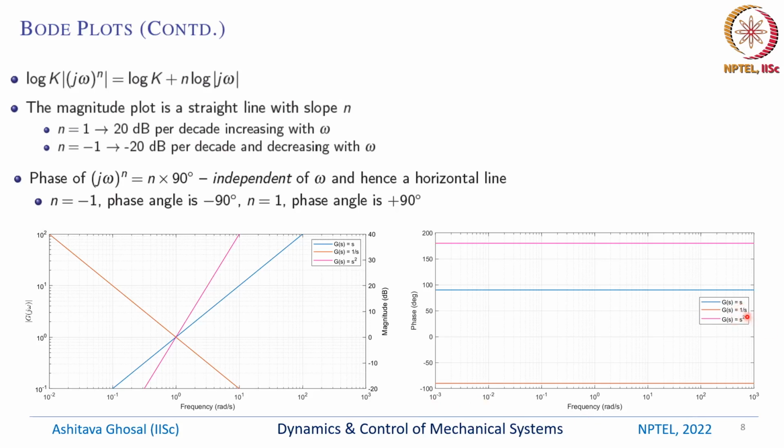If it is 1 over s, that means since it's in the denominator, then it is at minus 90. This is here. And if it is s square, then it is 180 degrees, so then it is here. These plots are obtained using MATLAB. MATLAB has all these tools which, given the transfer function G of s, will plot the magnitude and the phase in log scale.